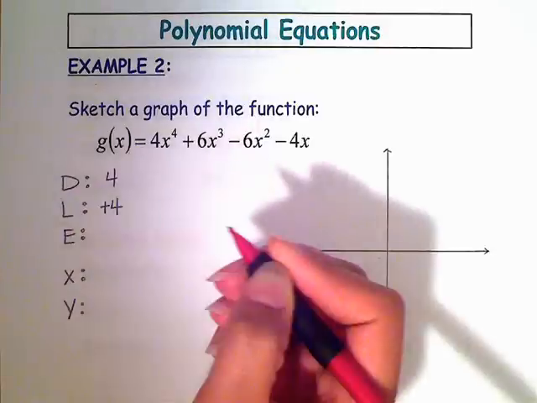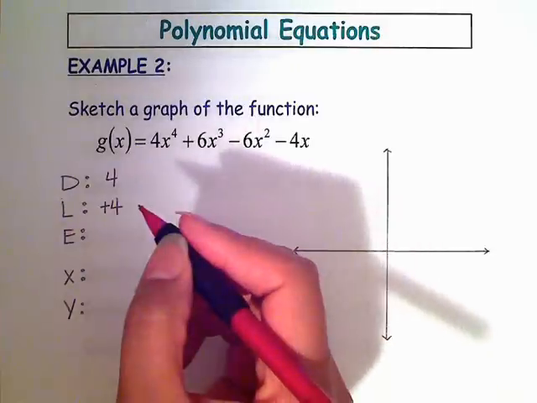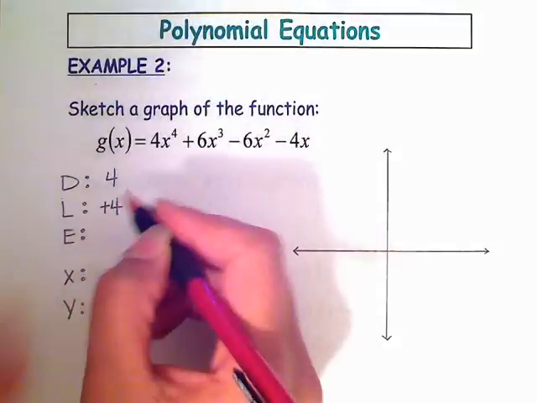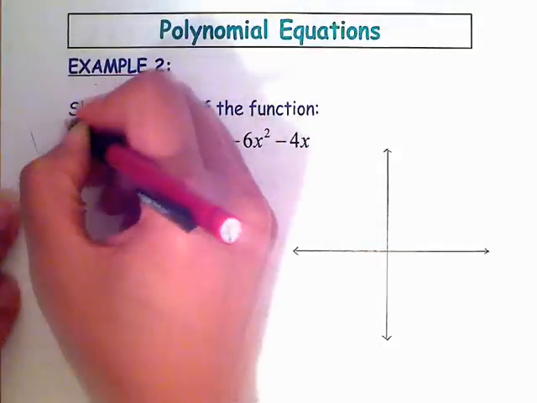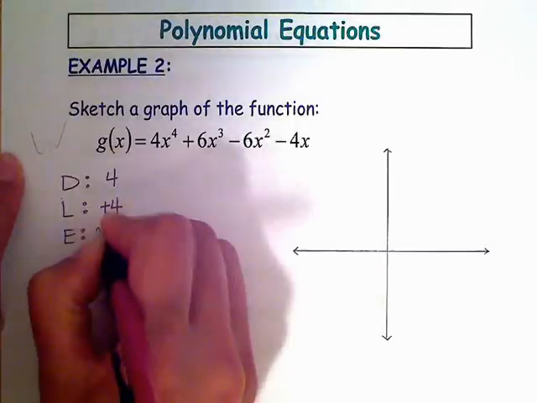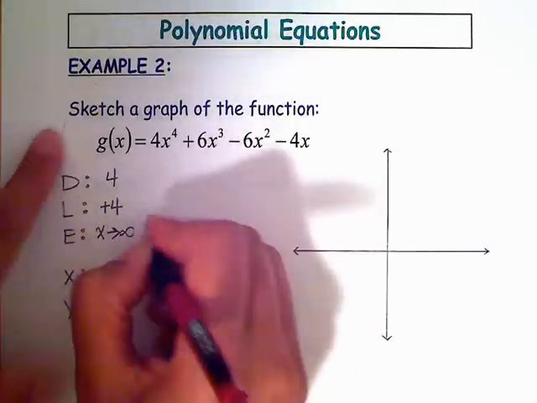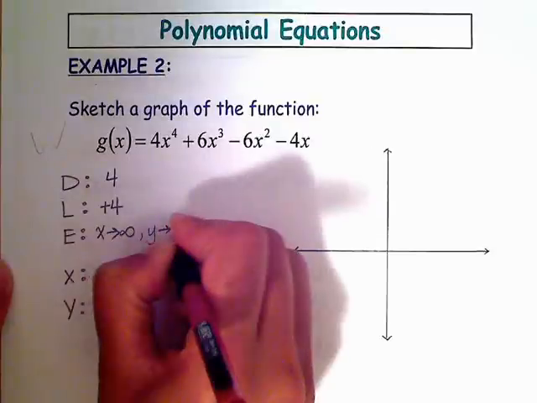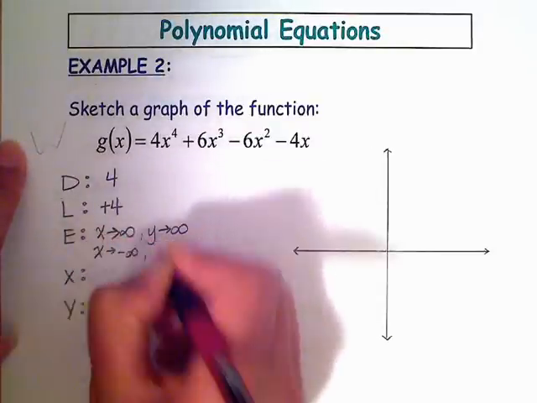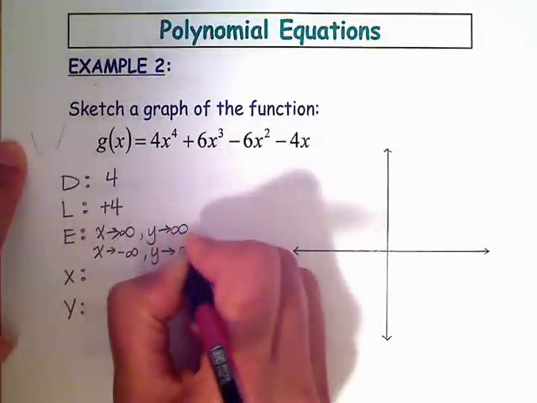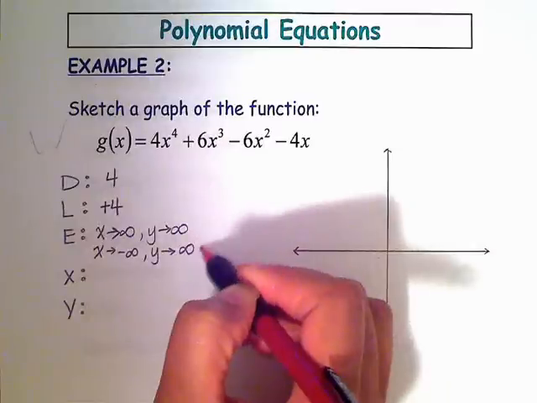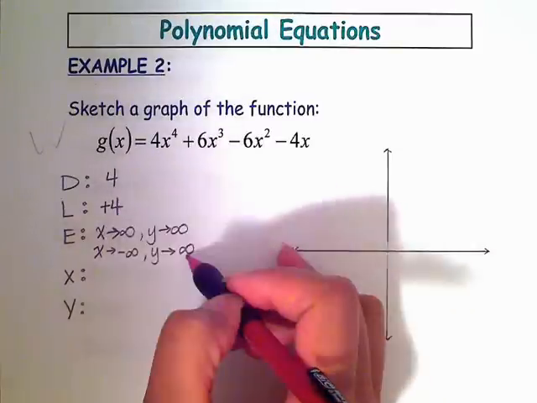This is an even function with a positive leading coefficient, which means the graph would sort of look like a W. The end behavior of the function would be, as x approaches positive infinity, the y values would approach positive infinity as well. And as x approaches negative infinity, so as it gets smaller, y should be approaching positive infinity as well. It's an even degree function, so you should be expecting the same end behavior. And because the leading coefficient is positive, it should be opening up.